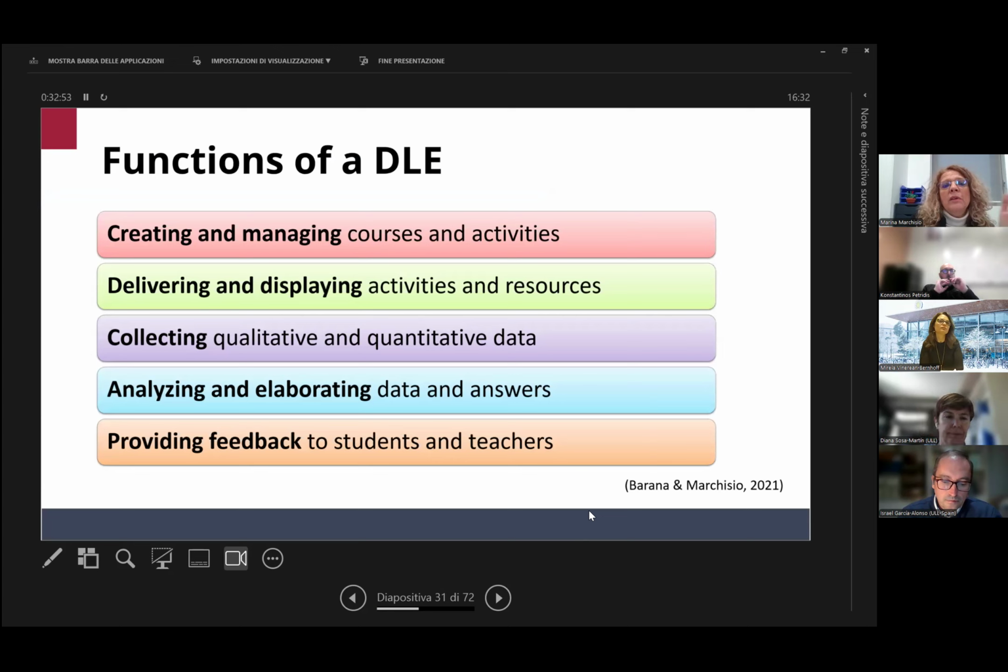So in order to summarize, the functions of a digital learning environment are creating and managing courses and activities, delivering and displaying activities and resources, collecting qualitative and quantitative data, usually called learning analytics, analyzing and elaborating this data, and providing feedback to students and teachers. In particular, it's important to try to give this feedback not after 1 week or 1 month or at the end of the course, but during the course. It is very important.